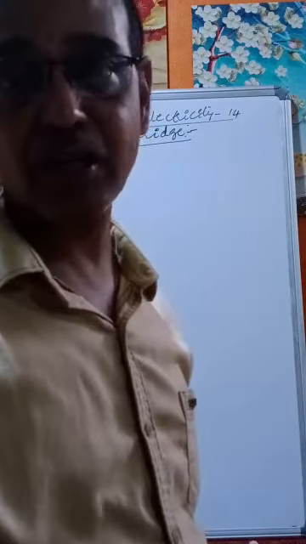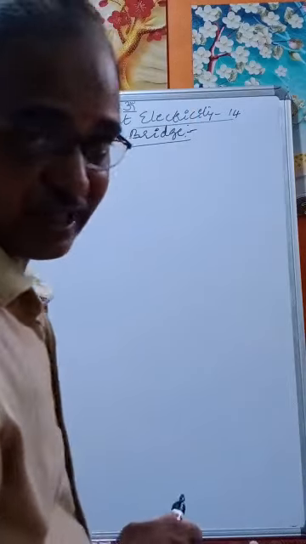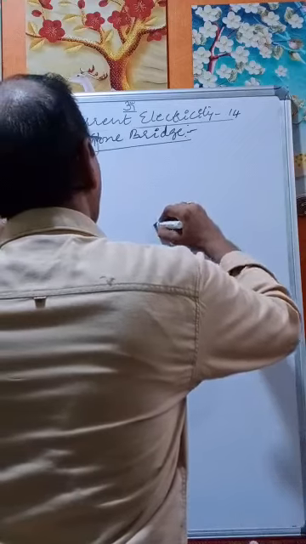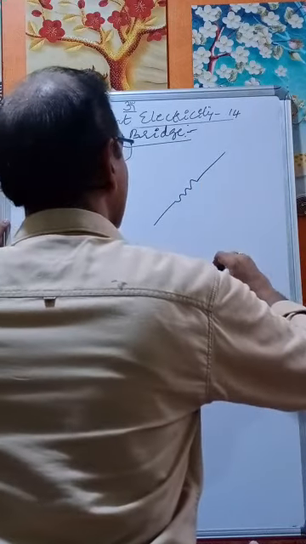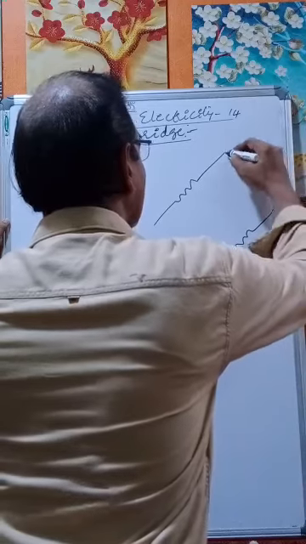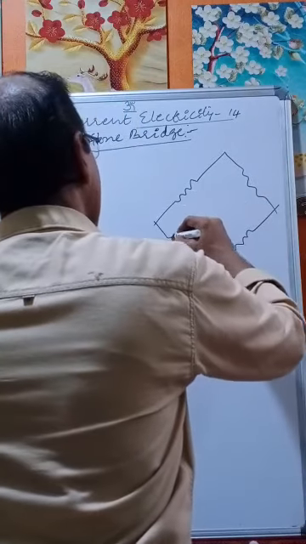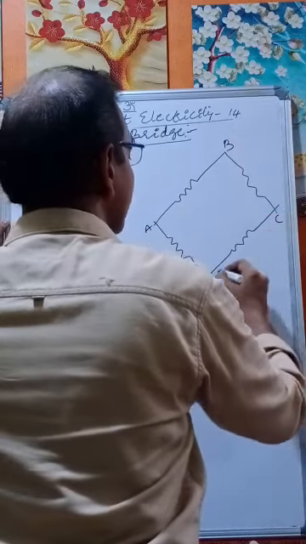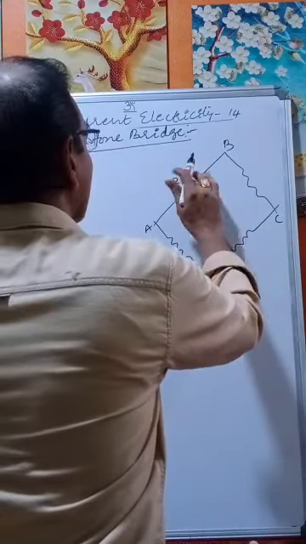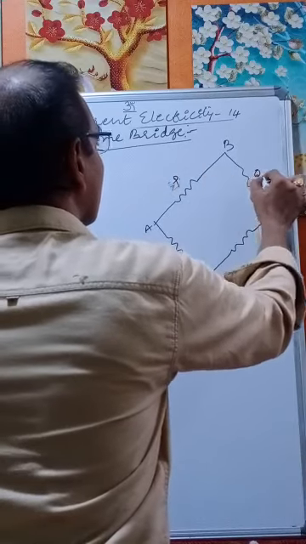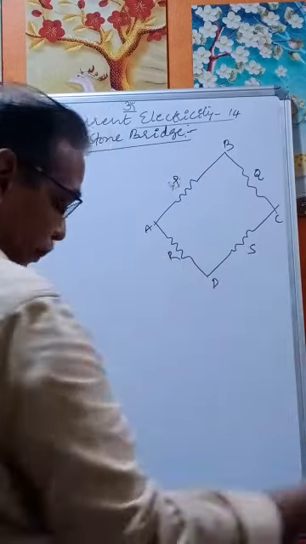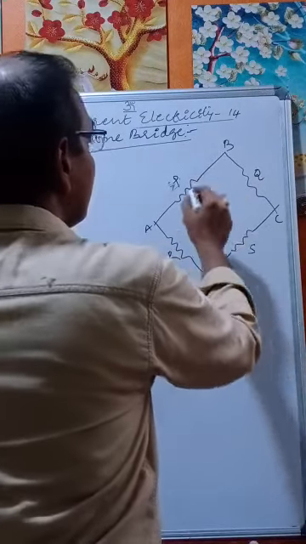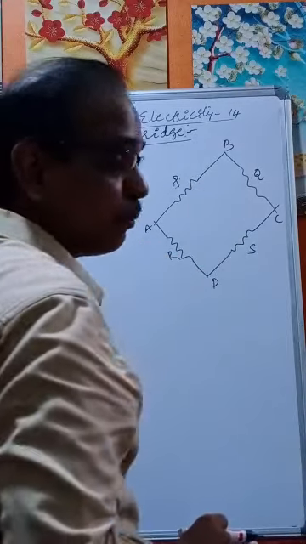two resistances. Now let us see what a Wheatstone bridge is. It consists of 4 arms, in the form of a bridge. This is one arm, this is another arm. This is one arm, this is another arm. This is A, B, C, D. Let us say the resistors are P, Q, R and S. It is like a 4-resistor circuit in the form of a bridge.